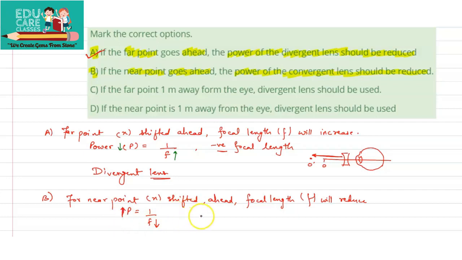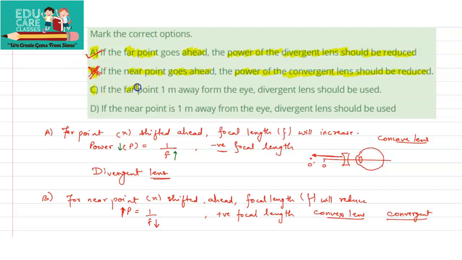In case of near point defect, we take positive focal length, and the lens that we use is a convex lens, which is a convergent lens. While in our previous case, we were taking a concave lens, which is a diverging lens. So our convergent lens power will increase, but the option says that it is reducing. So our option B is incorrect. Now we'll talk about C.